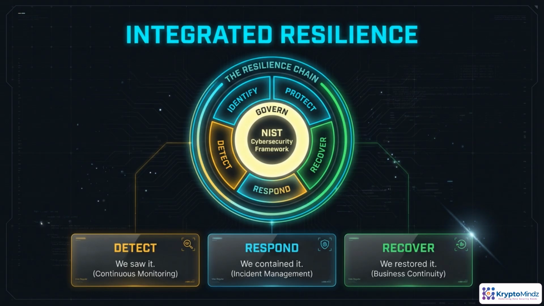Think of the NIST CSF as a resilience chain, not a checklist. Govern sits at the center, making sure decisions, risk appetite, and priorities are clear. Identify and protect set you up to avoid predictable problems. Detect is your "we saw it" moment, driven by monitoring. Respond is "we contained it," through incident management. Recover is "we restored it," via business continuity. In a mature program, these functions reinforce each other as one continuous lifecycle.